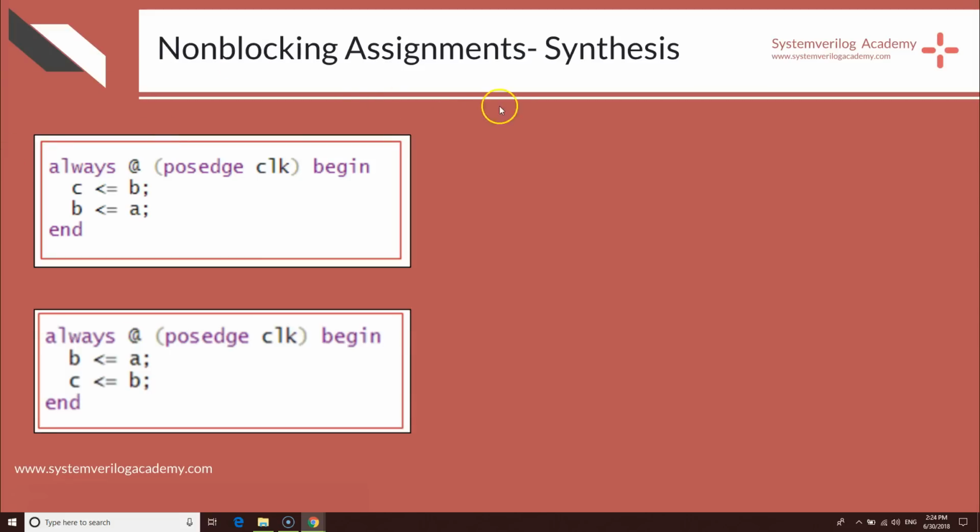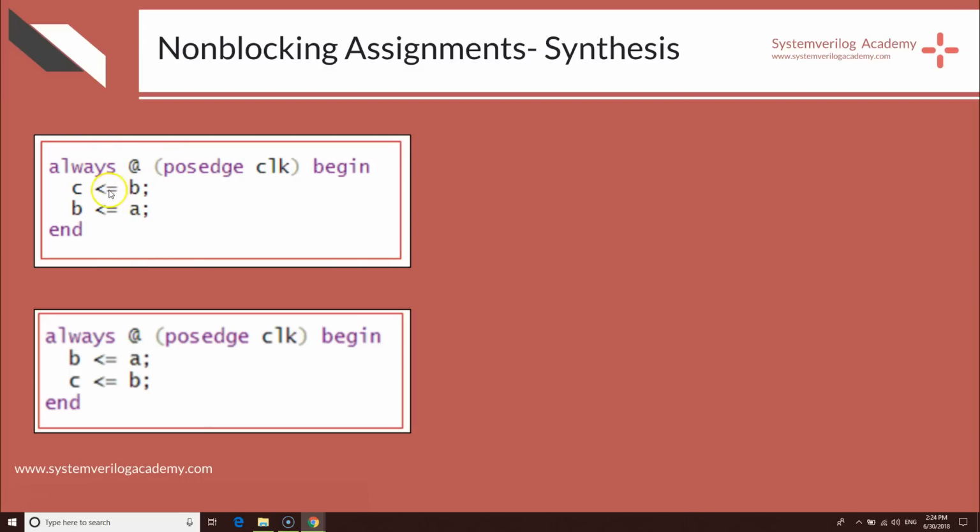Non-blocking assignment in synthesis. Now you will see the circuits produced by the same examples from the previous slide if they are using non-blocking assignments instead of blocking. As discussed in the previous slide, this always block produces two D flip-flops and you need to make the connection now. Both statements are written in the same always block and non-blocking assignments are used.